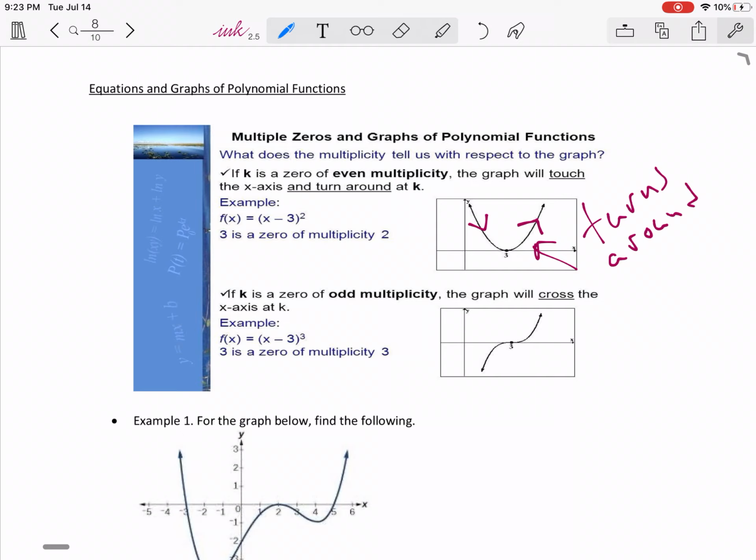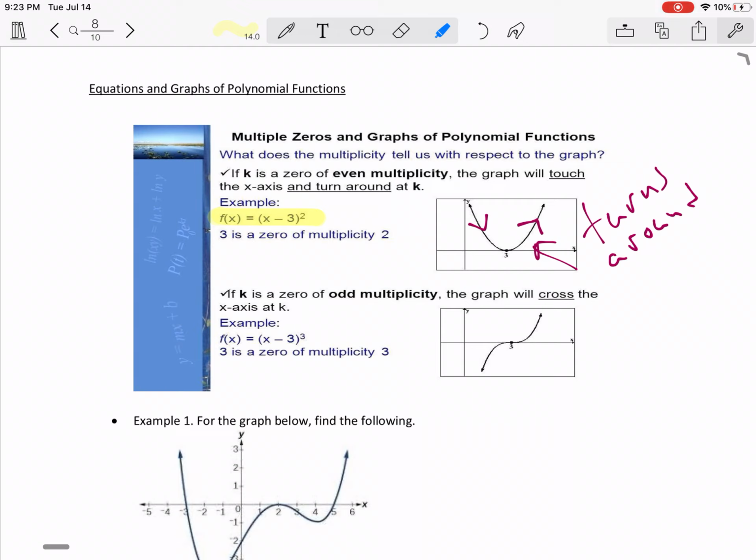So this occurs when our k value, and I'll get to what the k value is, is a 0. So like in this case here, f(x) equals (x minus 3) squared. The k would be the 3. So it's what causes it to become a 0. So when the k is a 0 of even multiplicity.